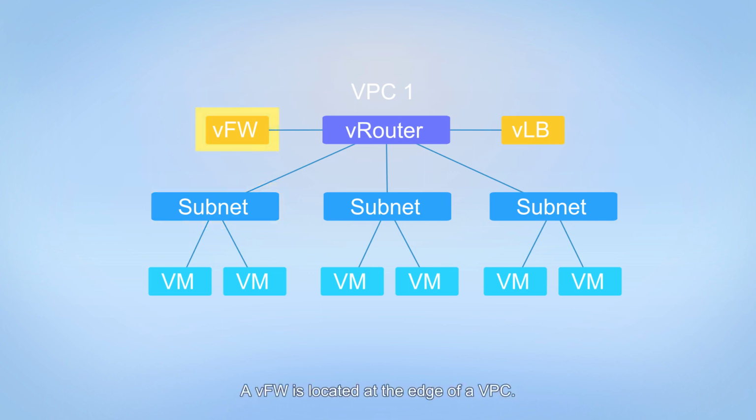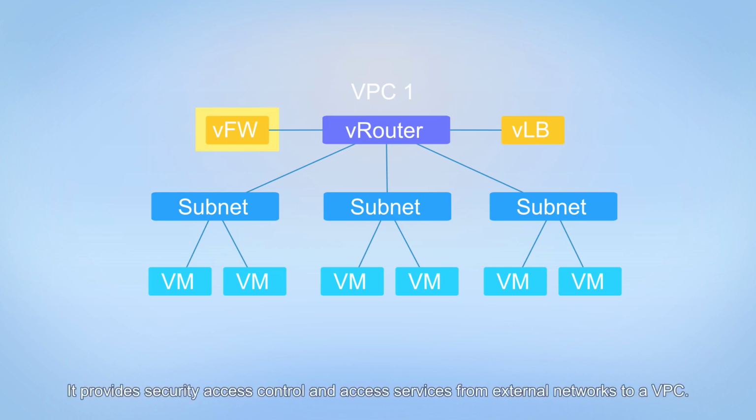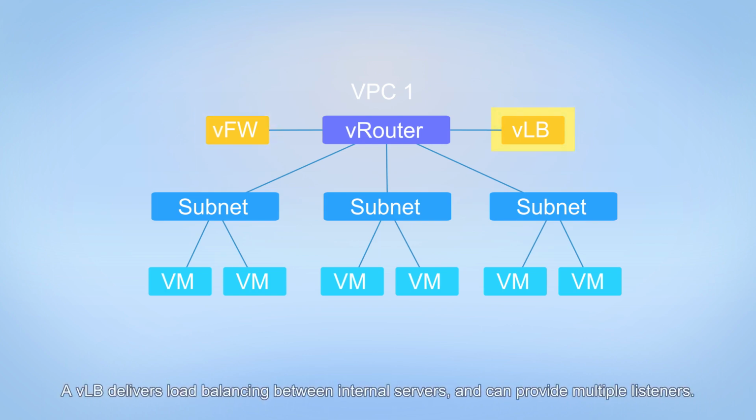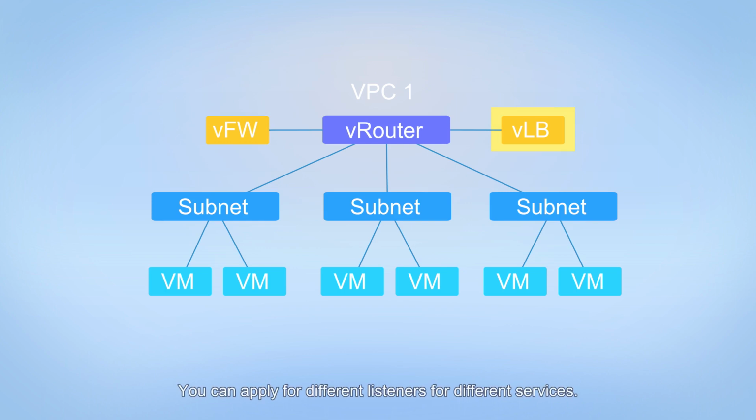A VFW is located at the edge of a VPC. It provides security access control and access services from external networks to a VPC. A VFW supports the following features: FW, EIP, SNAT, and IPsec VPN. A VLB delivers load balancing between internal servers and can provide multiple listeners. You can apply for different listeners for different services.